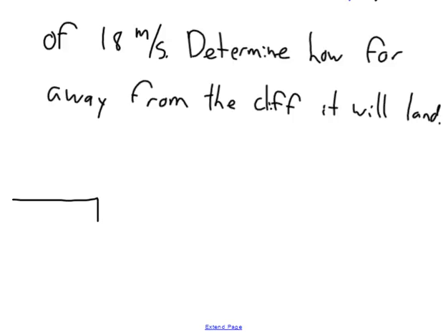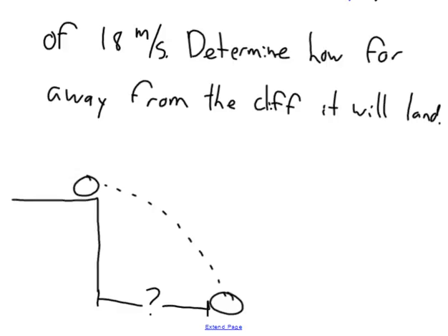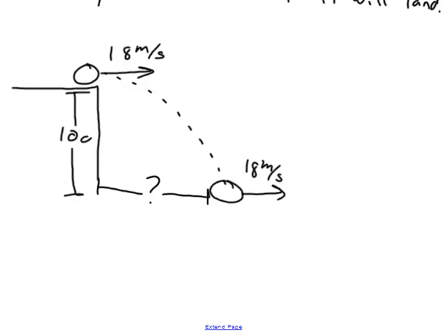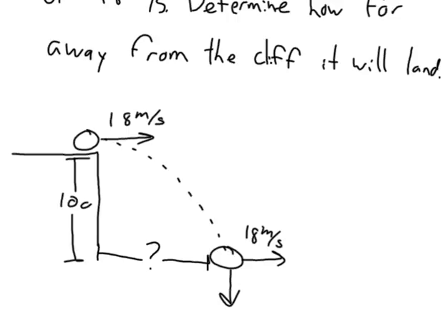So here's the scenario. We got a ball being kicked off of a cliff. It'll go like this, land on the ground, and we want to know this distance right here. But we know a couple things. First of all, it starts out with that horizontal velocity of 18. The cliff has a height of 100. And something that's noteworthy, when we hit the ground, we still have a horizontal speed of 18 meters per second. The only difference is that we also have a vertical speed on top of it. So there's our setup.